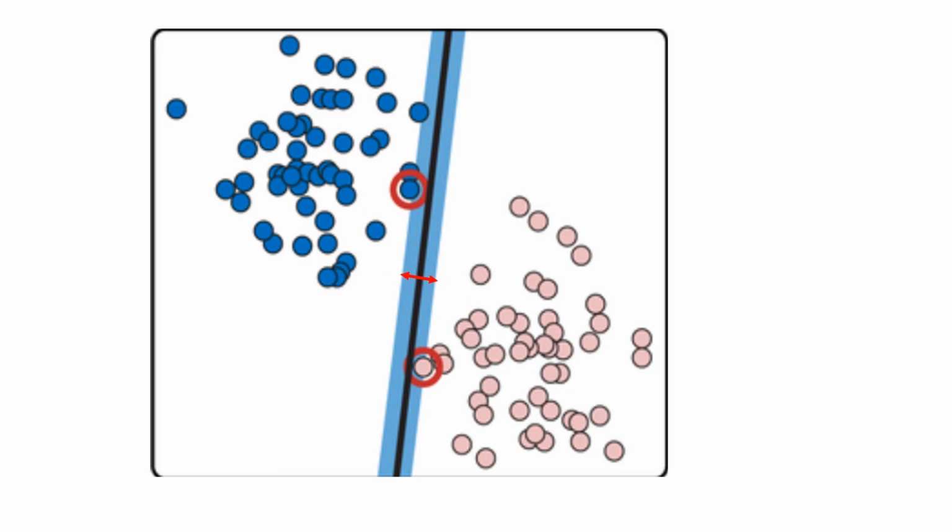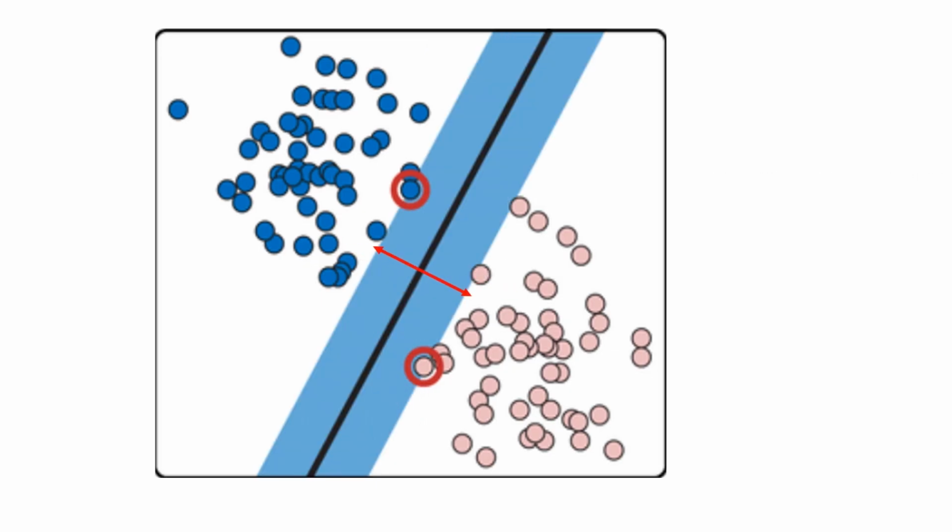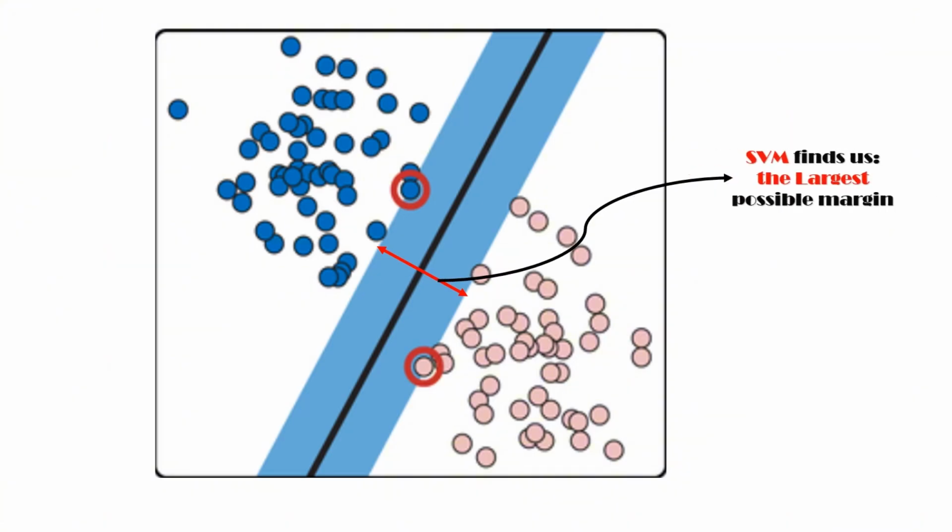Imagine there are hundreds of possible decision boundaries. SVM doesn't choose a random one. Instead, it finds the boundary with the largest possible margin. Why? Because larger margins usually lead to better generalization on unseen data. The data points that determine this boundary are called support vectors. Notice that most of the remaining data points don't actually affect the model.